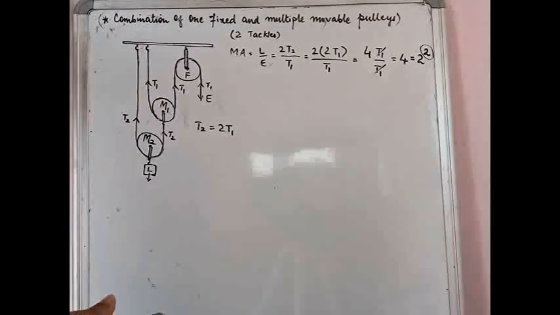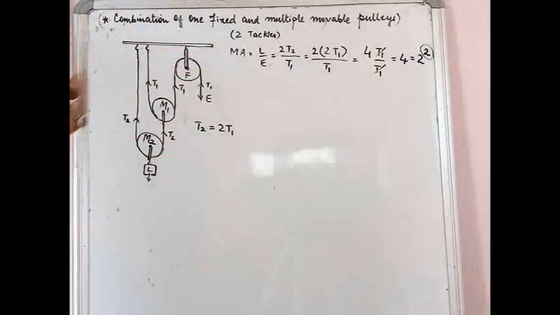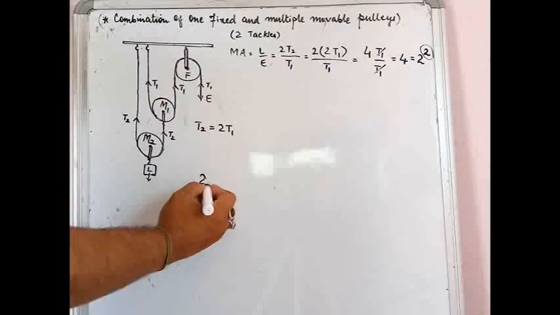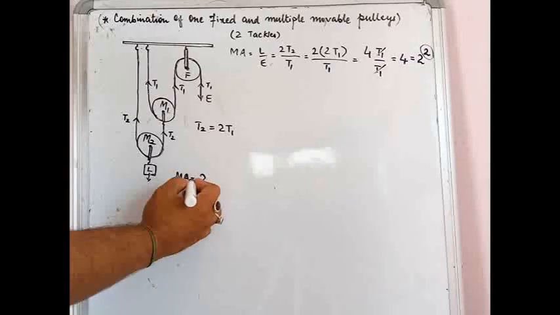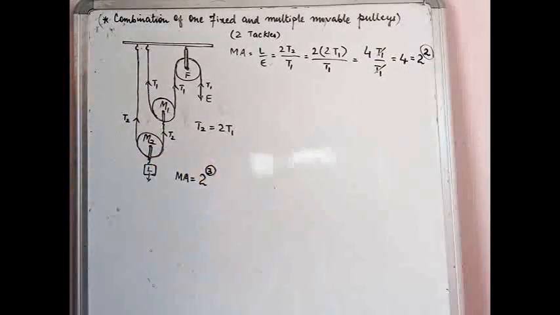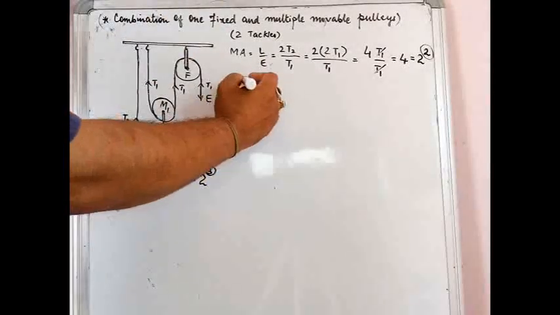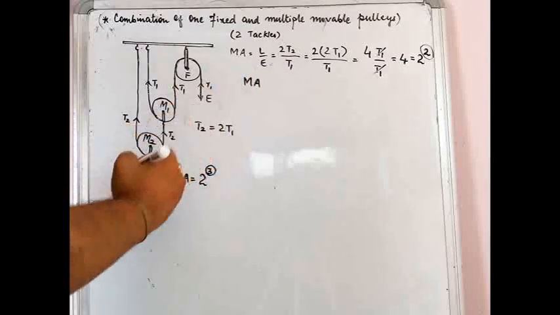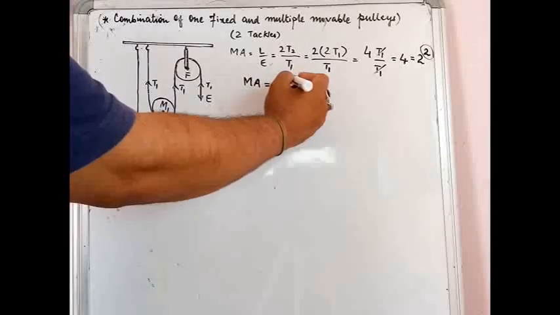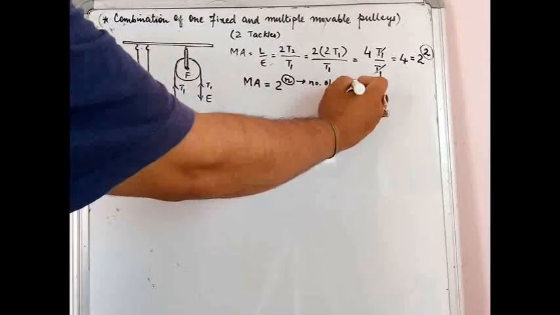You can go back after watching this lecture and you can draw a diagram having 1 fixed pulley and 3 movable pulleys. So in case of 3 movable pulleys, you will find that you will have the MA value as 2 to the power 3. Okay, where this 3 will denote the number of movable pulleys in that system. Okay, so if we generalize, we can write MA value will be 2 raised to the power n, where n is the number of movable pulleys.